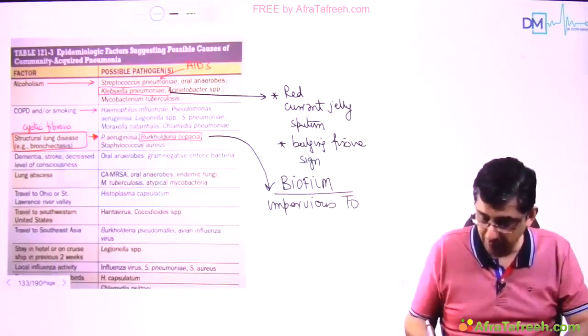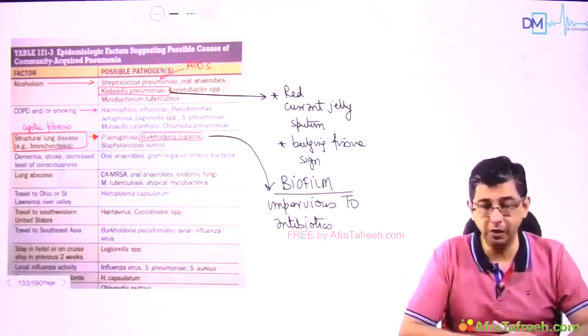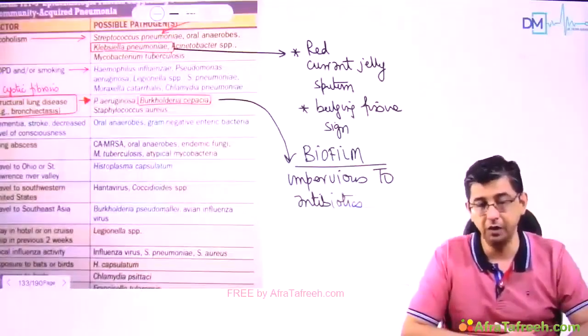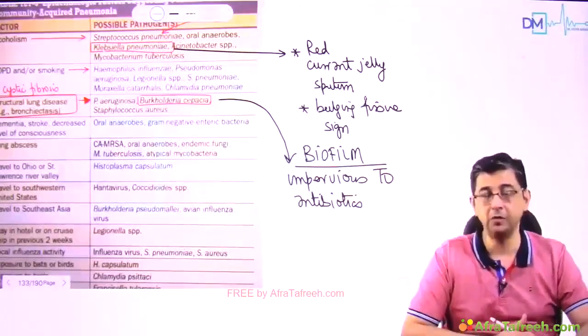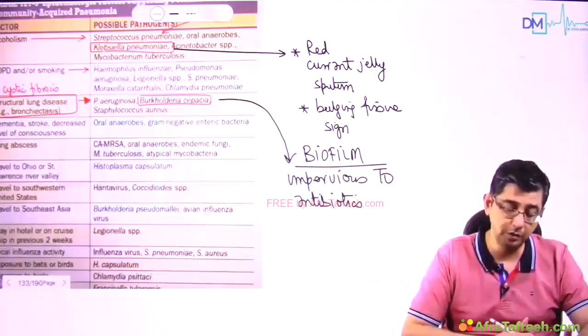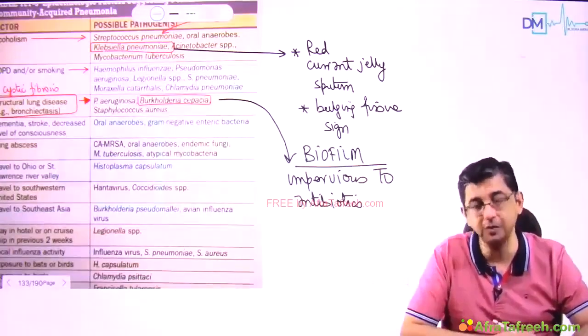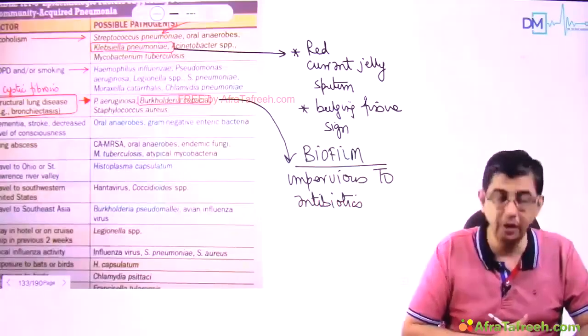Because the biofilm is impervious to antibiotics, I would say God help this guy, because even if you give the best quality antibiotic, you will notice that the patient will definitely not respond to your treatment, because the bacteria form a security covering which prevents the penetration of antibiotics, and that in fact leads to bronchiectasis. When it comes to dementia or stroke, it is oral anaerobes.